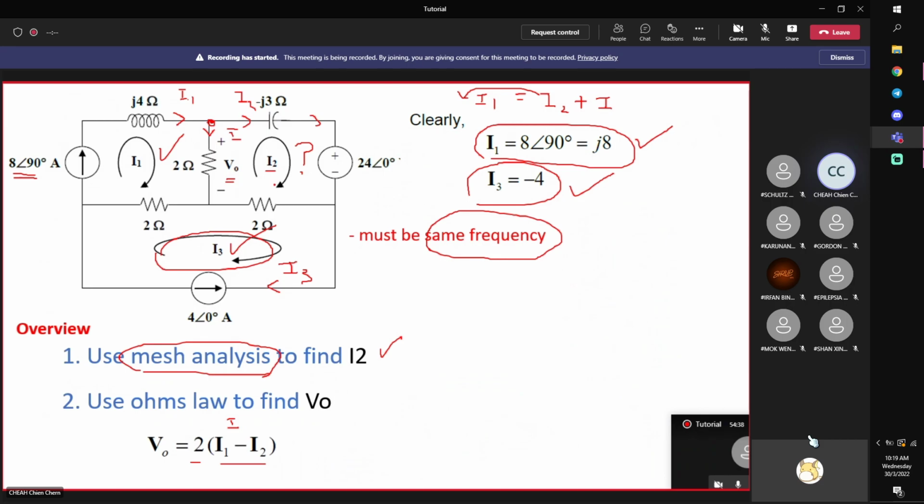Okay, which means that I will only find I2. Now, take note, there's only one unknown. How many equations do you need to solve for one unknown? Only one equation, correct? Only one equation is required. This basically means that I don't need to take KVL at this mesh. I don't need to take KVL at this mesh. I only take KVL at this mesh, because I only need one equation to solve for only one unknown, right? Only one.